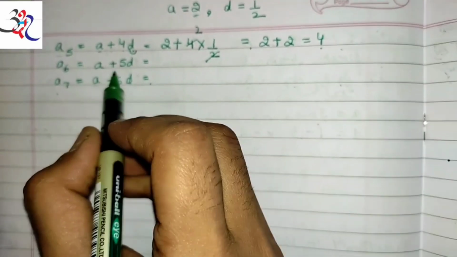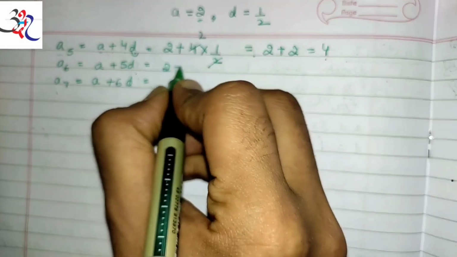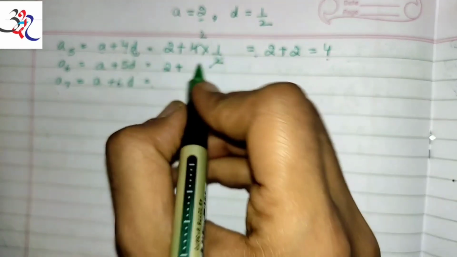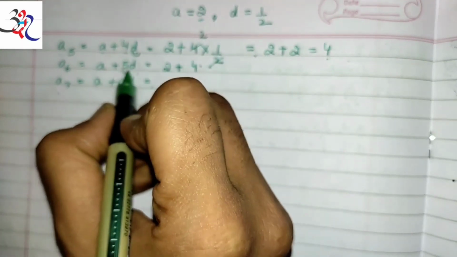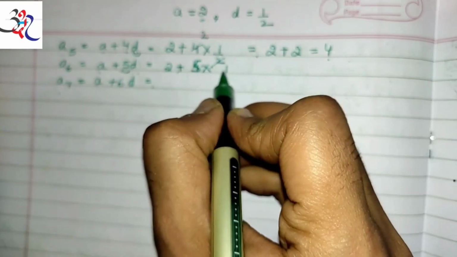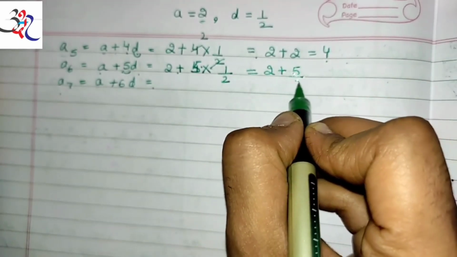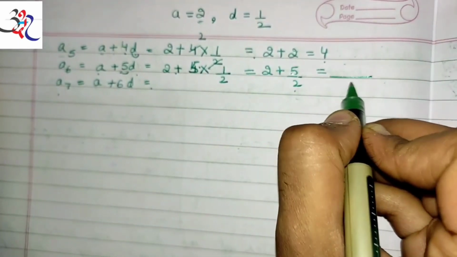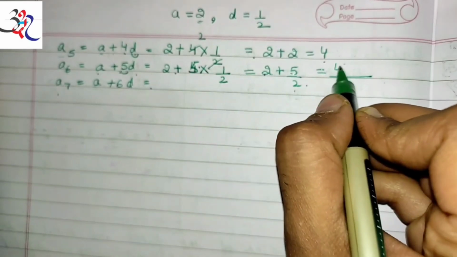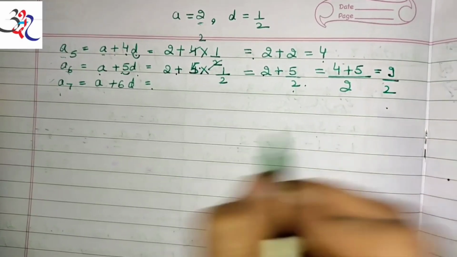Next is A6, which is equal to A plus 5D. So again A is my 2 and 5 into D is 5 into 1 by 2. So I will get 2 plus 5 by 2. After taking LCM, it will become 2 twos are 4, 4 plus 5 is equal to 9 by 2.